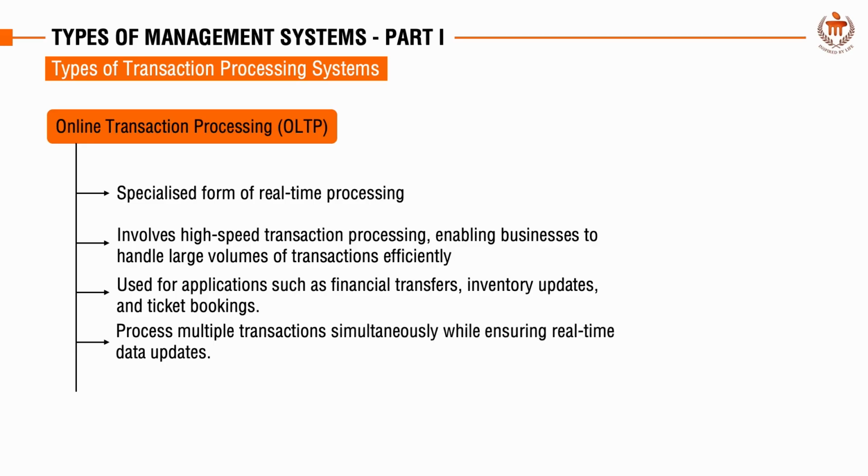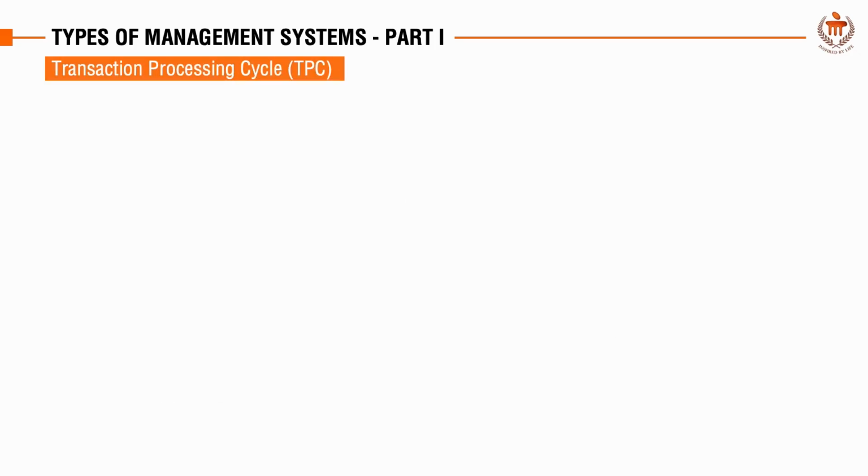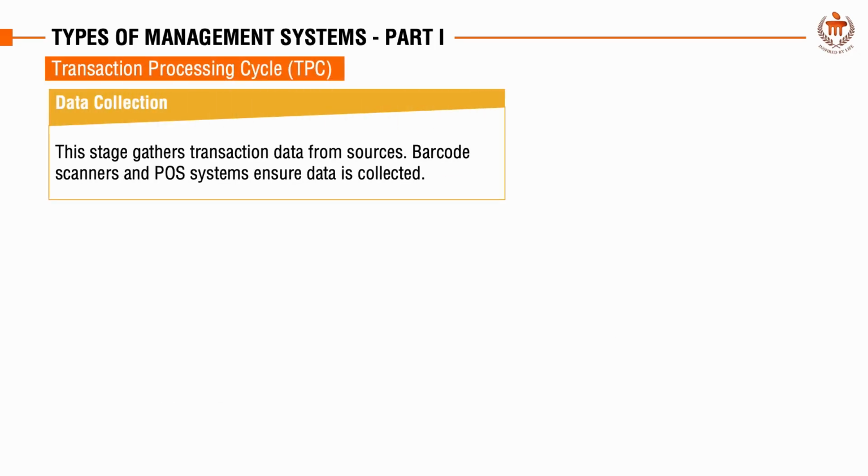The advantage of OLTP systems is their ability to process multiple transactions simultaneously while ensuring real-time data updates. This capability is crucial for supporting daily business operations and ensuring a seamless customer experience. Example: an ATM is a classic example of an online transaction processing system. When a customer withdraws money or checks their account balance, the transaction is processed in real time and the account details are updated immediately. Moving on to the next topic, transaction processing cycle.